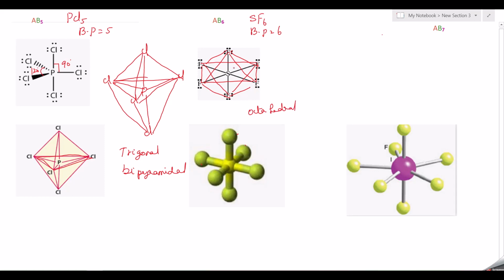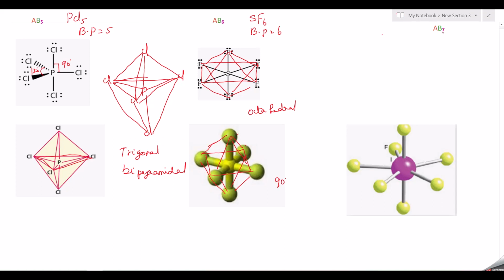So here the bond angle is found to be this: these 4 will be in one plane. When you see here, these 4 will be in one plane, and one will be at the top, the other at the bottom. So they are perpendicular to each other. All the bonds are perpendicular to each other, making an angle of 90 degrees.